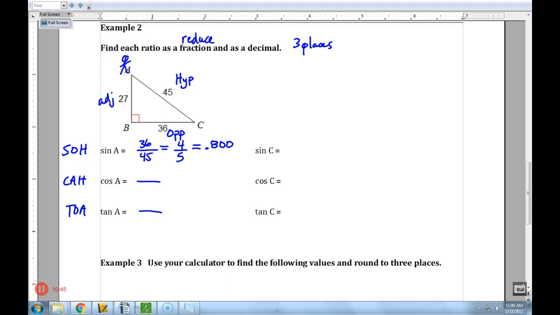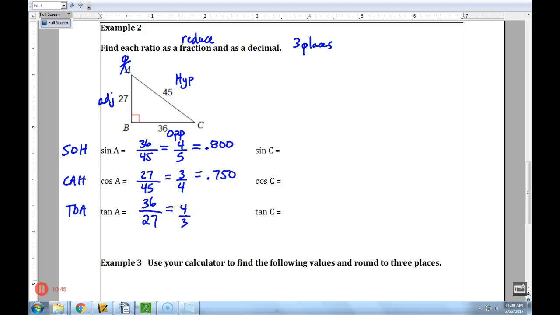Alright, cosine of A is adjacent over hypotenuse, which 9 goes into both of those numbers. That is 3/4 or 0.750. And then finally the tangent is the opposite over adjacent, which 9 goes into both of those. 4 and 3.